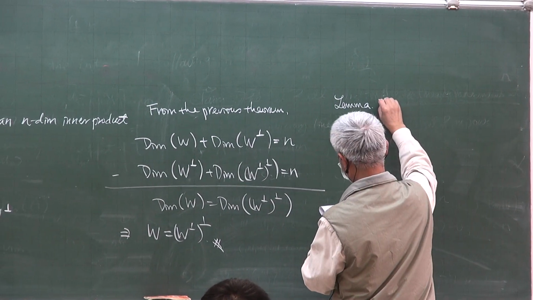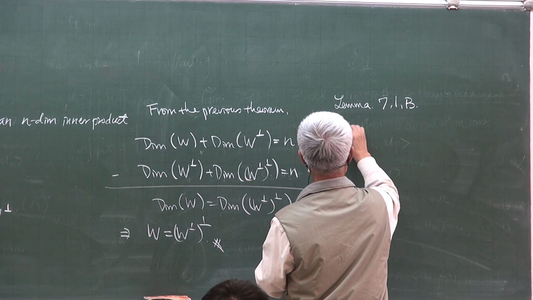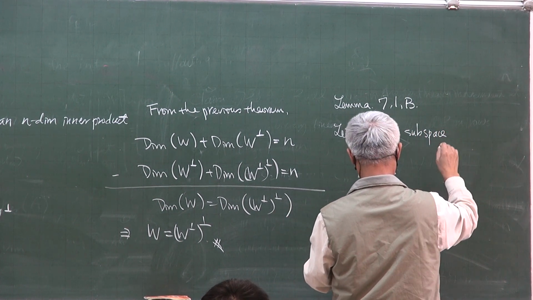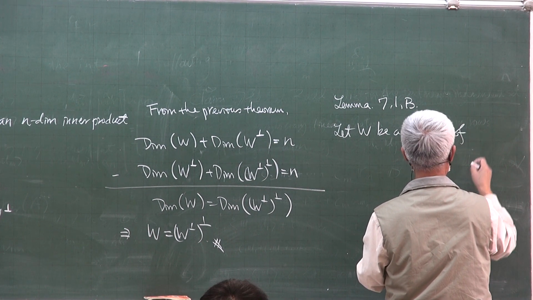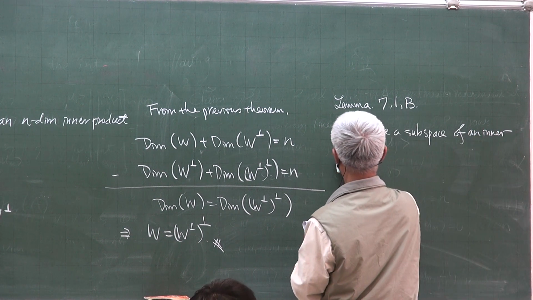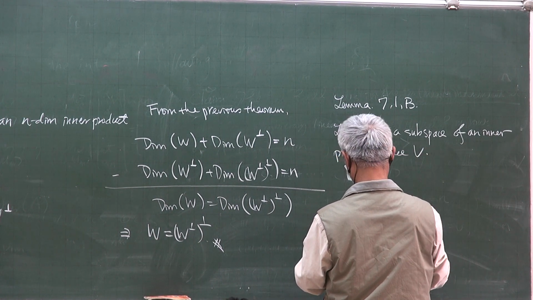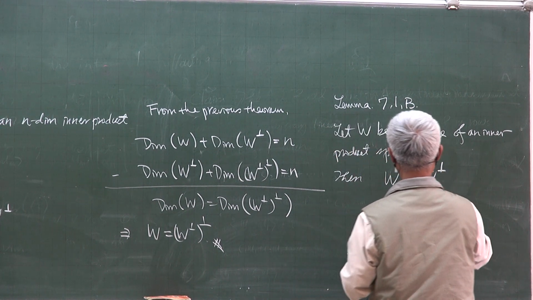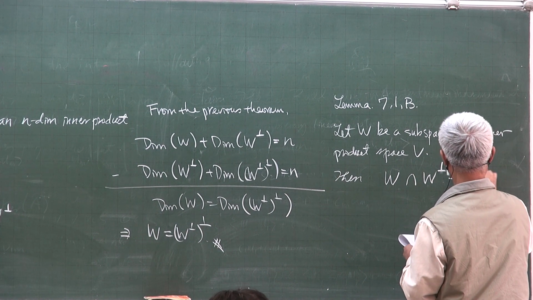Now, consider another lemma. Let W be a subspace of an inner product space V. Then the intersection of W and W perp is the zero vector.